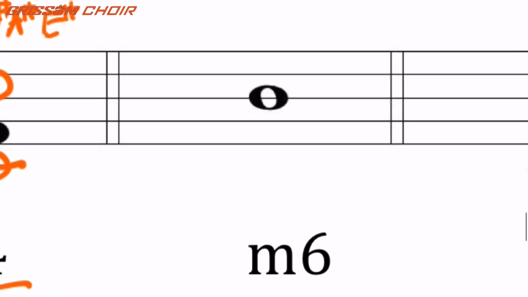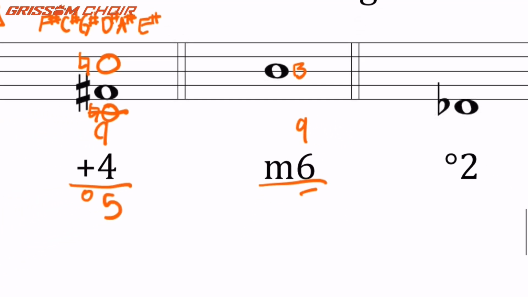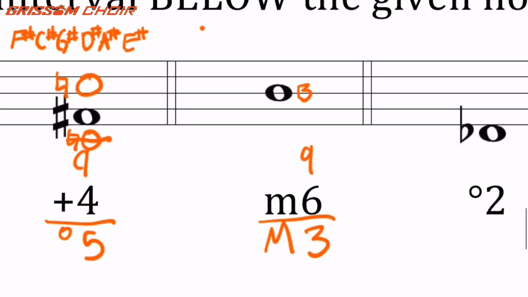We're looking for a minor sixth below B. So let's subtract 6 from 9. That will become 3. The minor then becomes major. We're looking for a major third above B. B is a sharp key. That would be F sharp, C sharp, G sharp, D sharp, and A sharp. 5 sharps in the key of B major.